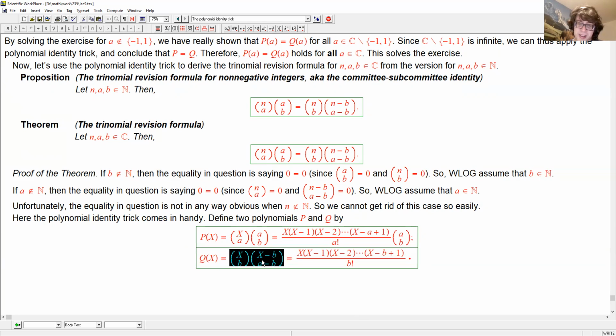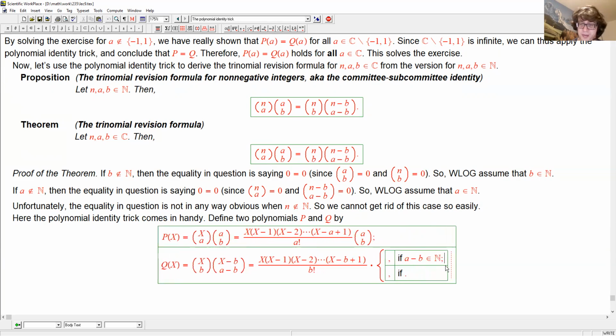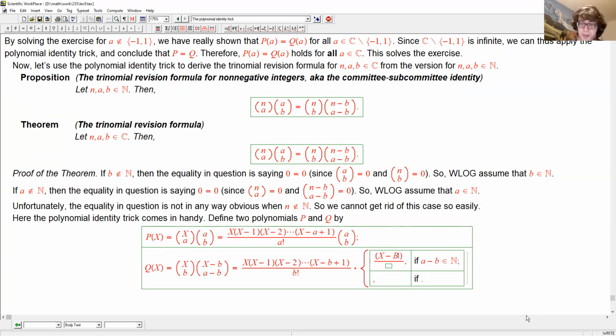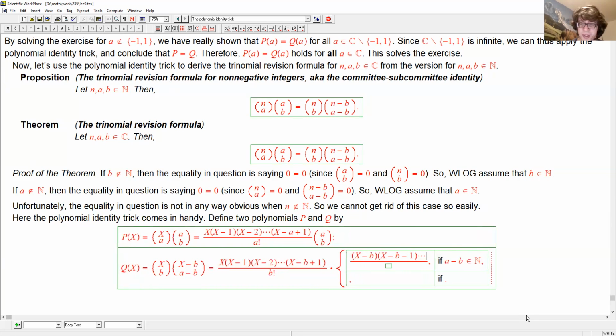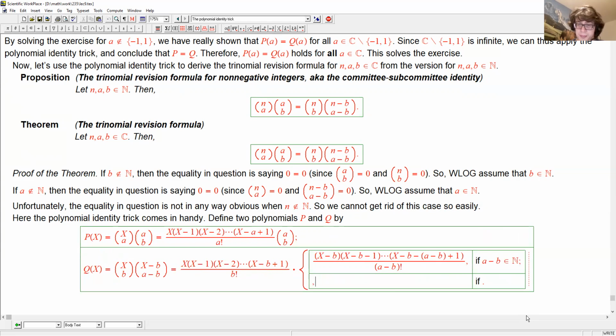Now, this is a bit tricky because there are cases. a minus b can be in N or not in N. So if a minus b is in N, then you get x minus b times x minus b minus 1, and so on, down to x minus b minus (a minus b) plus 1, over a minus b factorial. And if a minus b is not in N, then it's just 0. That's our old definition of binomial coefficients. All we've done here is extend it in the most obvious way. We're allowing to plug in an x, or an x minus b, instead of the n.